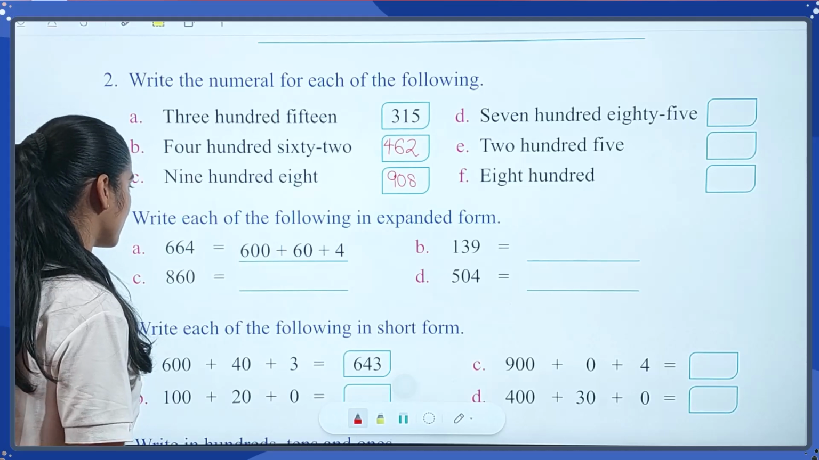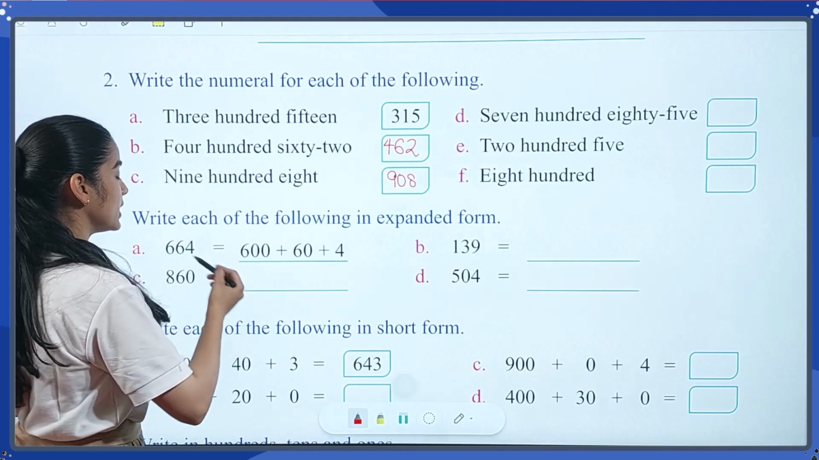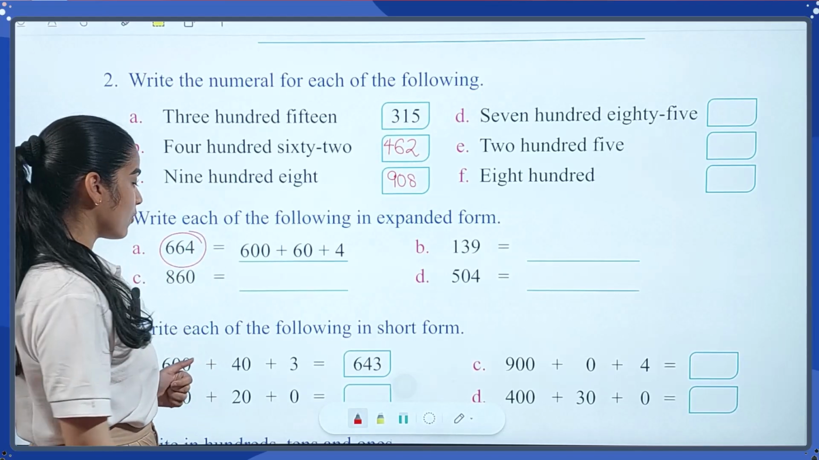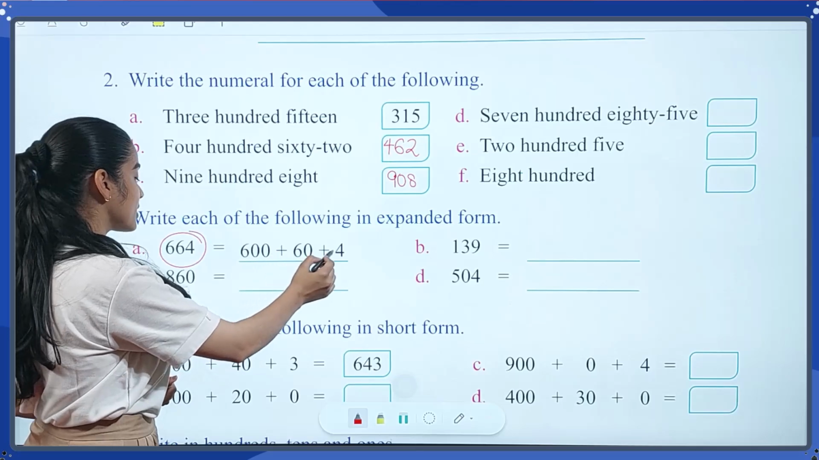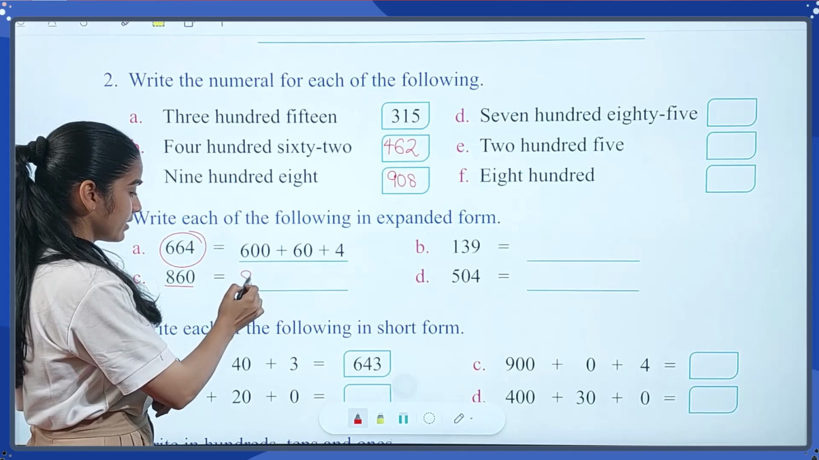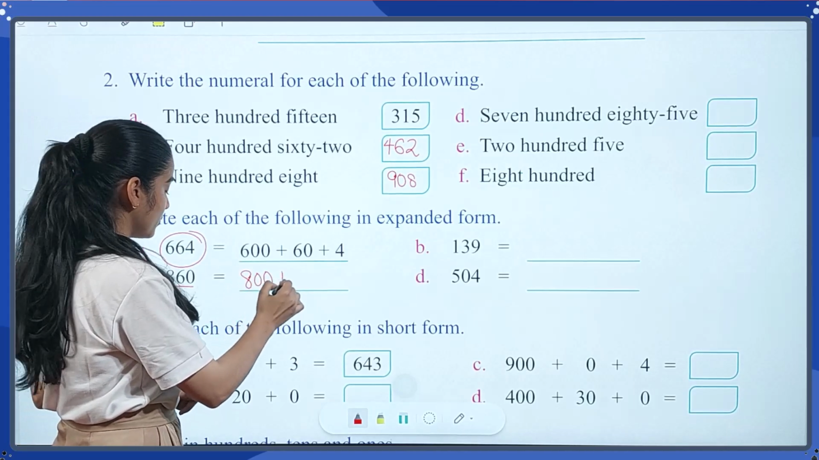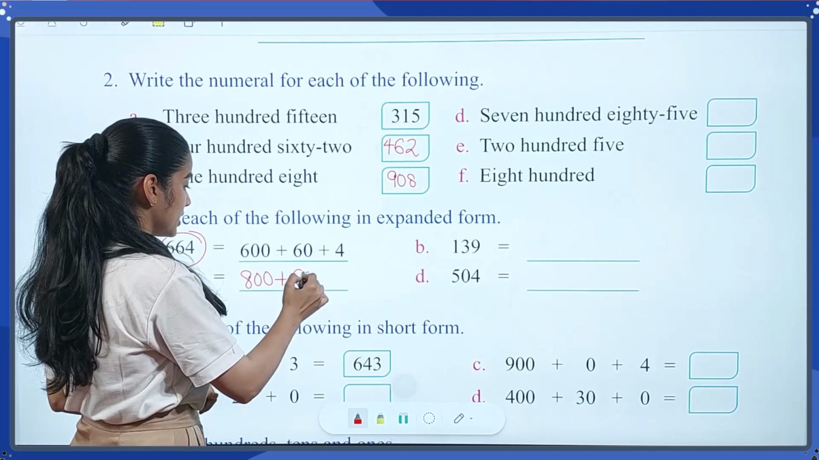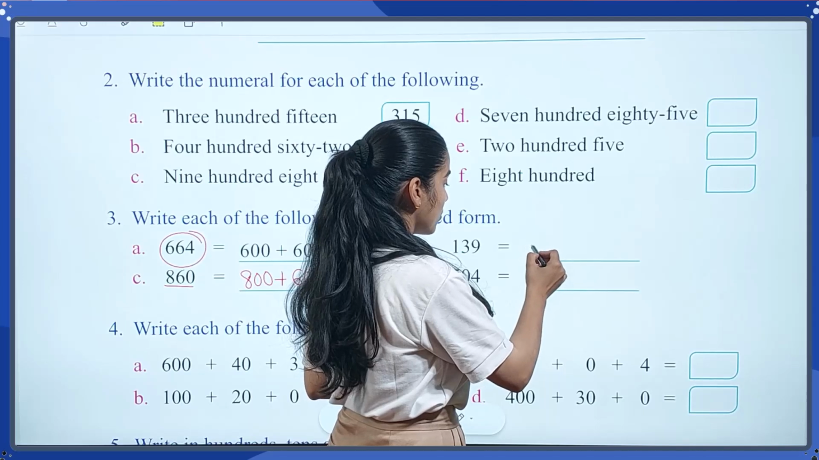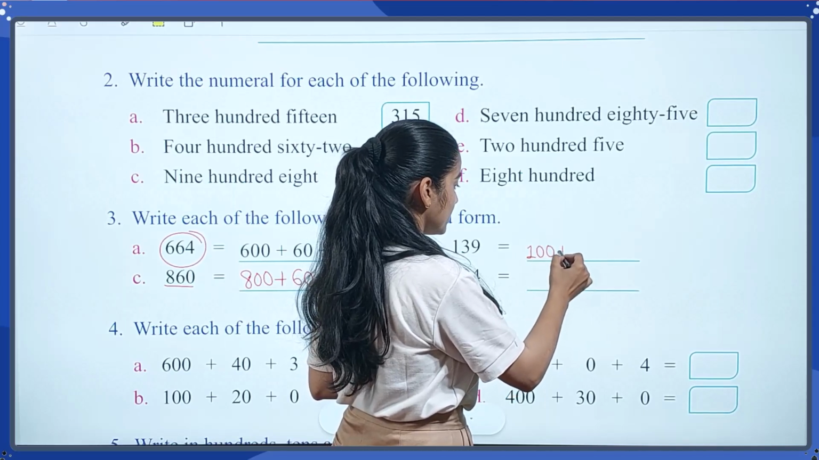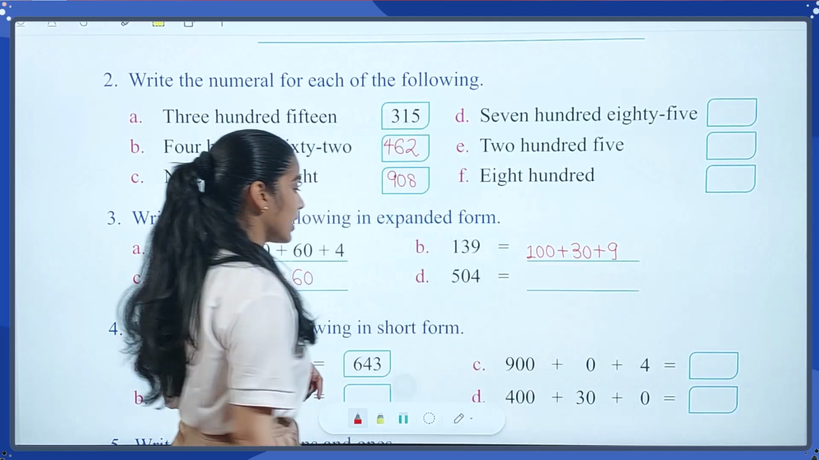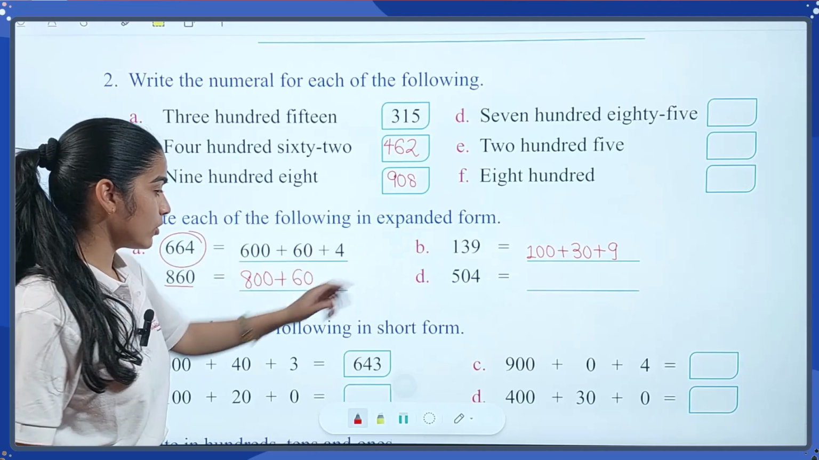D, E, F part as well. Write each of the following in expanded form. So how can we write 664 in expanded form? 600 plus 60 plus 4. Now we have 860. First we write 800, the hundreds place value, then 60. Next we have 139. So 100 plus 30 plus 9. You have to write the same way as I do for D.